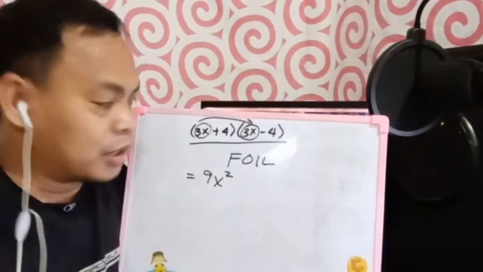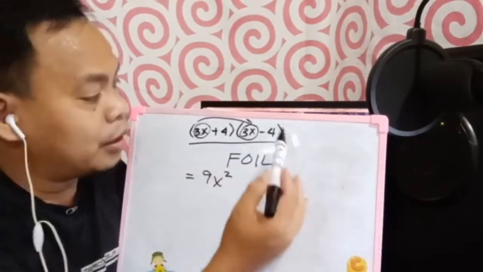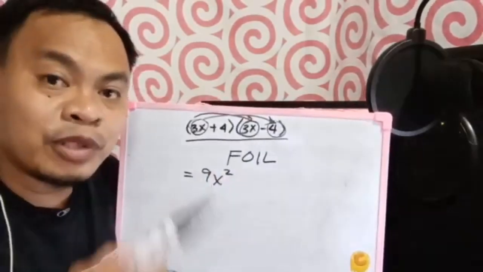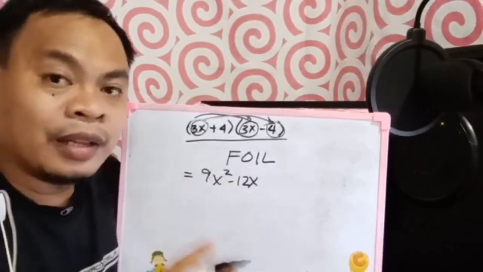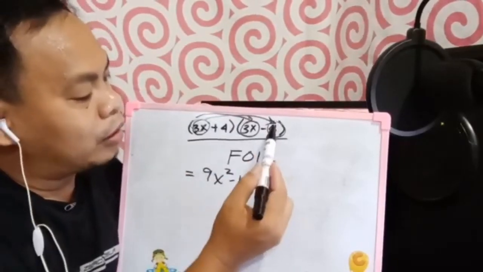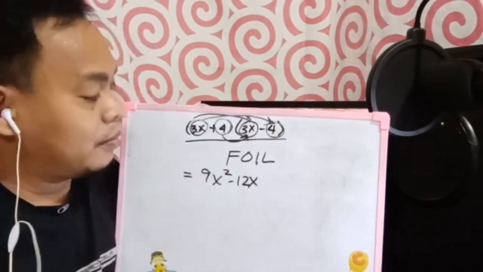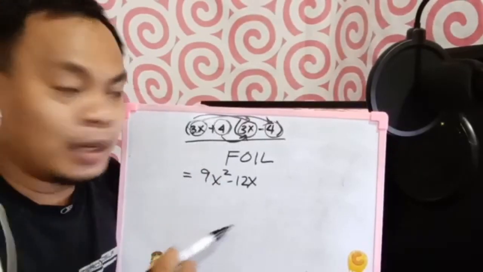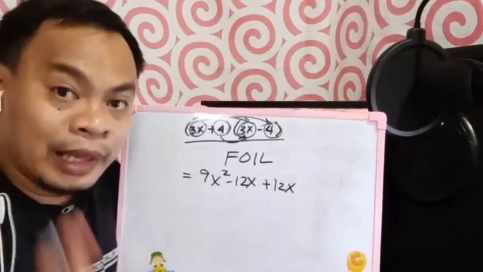O, outer terms. For this part here, our outer term is 3x, and for this part also here, our outer term is negative 4. So we have to multiply 3x times negative 4. 3 times 4 is 12, and this is negative, so that's negative 12x. And for the I, the inner terms, for this part here, our inner term is 4, and for this part here, our inner term is 3x. So we have to multiply 4 times 3x. 4 times 3 is 12. Then we have an x, so that is 12x, positive, because 4 is positive and 3x is positive. So therefore, plus 12x.